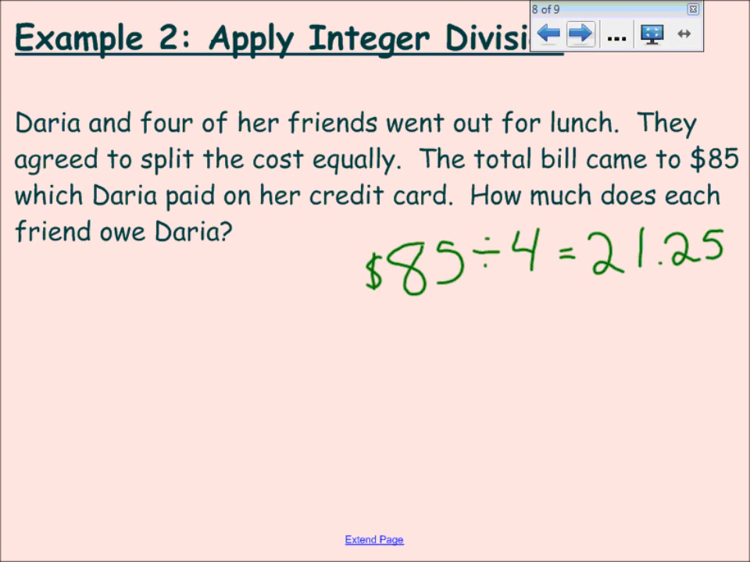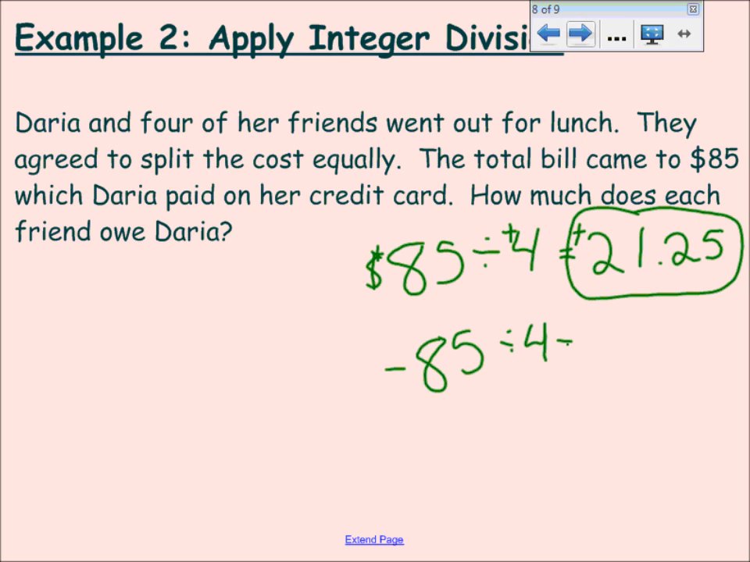$21.25. Now, this is positive, and this is positive, so they each owe, depending on how you look at it, Daria $21.25. You could also look at it as there was $85 charged. It's divided by 4 people, so each person owes $21.25.